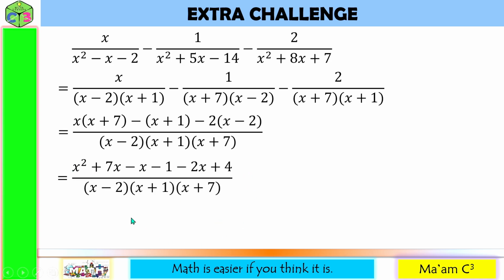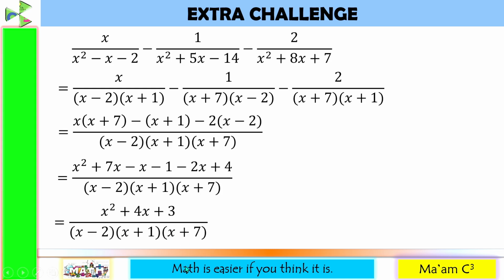No other terms include an exponent of 2, so let us copy x squared. 7x minus x is 6x. Minus 2x is positive 4x. Negative 1 plus 4 is positive 3. Let's copy again our LCD.